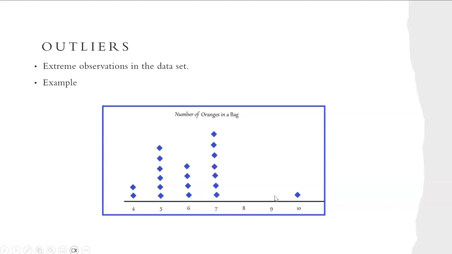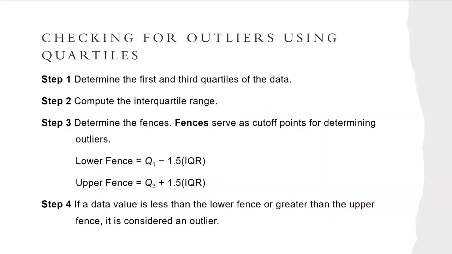Now, we're going to look at how you calculate to see if you have outliers in your data set. Here are the steps for doing that. There are 4 steps, but they're not bad. The first step is you want to determine the first and the third quartiles. That's your Q1 and your Q3, which we talked about in the last video, calculating quartiles. And then you want to compute the interquartile range, which we also talked about in the last video, but that's your Q3 minus your Q1.